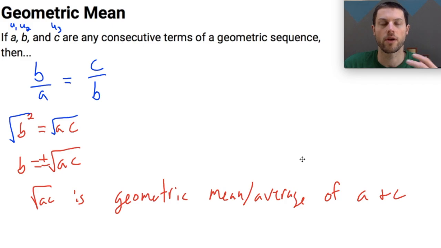Typically when we think of the word average or mean, you have been told to add up all the numbers and divide by the number of terms, but there is something called the geometric mean.